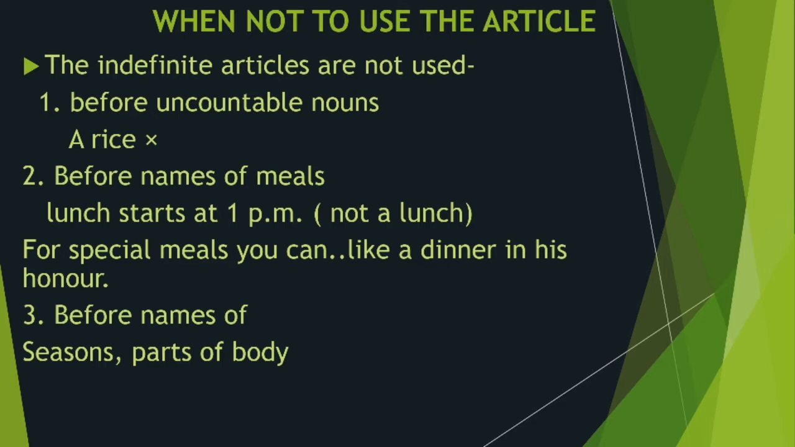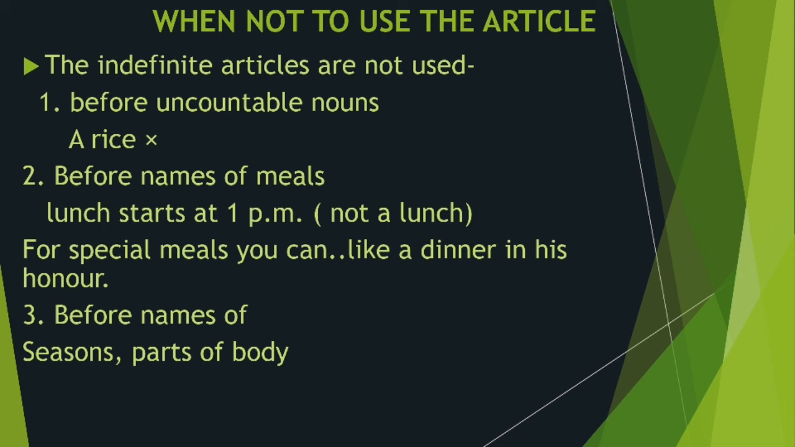Now very important, when not to use the article, और कब हमको article use नहीं करना है. Just see, the indefinite articles are not used, कहाँ पे use नहीं करने हमको? With plural and uncountable nouns के साथ use नहीं करने. You cannot say a rice, it will be wrong. a rice नहीं कह सकते हो, सिर्फ rice.